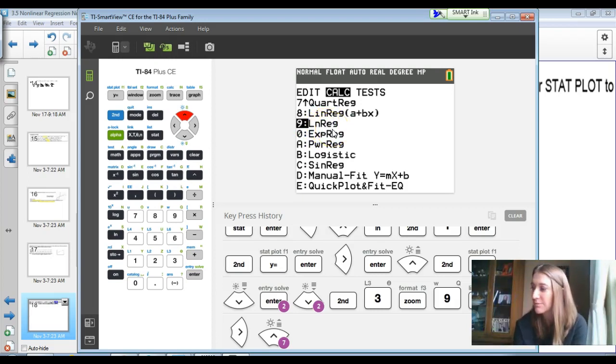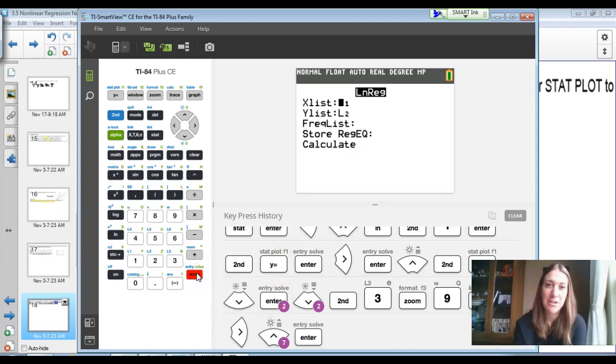They write natural logarithm, I think just because it's shorter. I don't know. Or maybe that way people don't confuse it with logistic. Either way, logarithmic regression. Remember, our actual data is in list 1 and list 2. So you want to keep it that way.